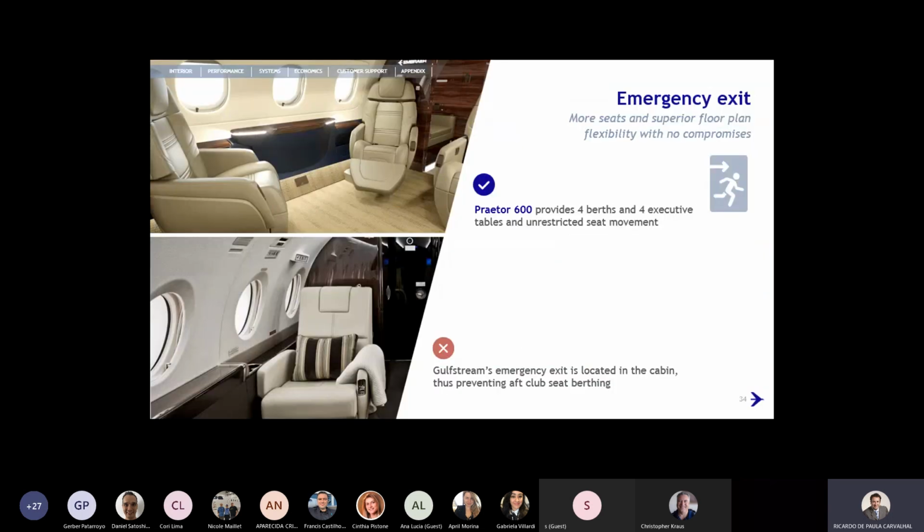As I said, again, no emergency exit in the cabin for us. You can see on the left that emergency exit in the G280. You can see the cut, all the signage around the emergency exit. And that seat will have no table or a compromised table, and seat movements like tracking and swivel will be very restricted.